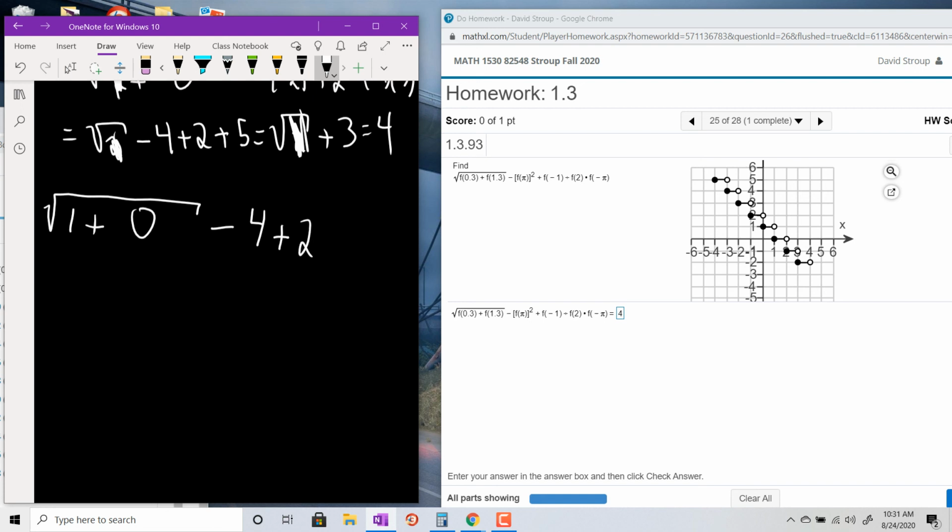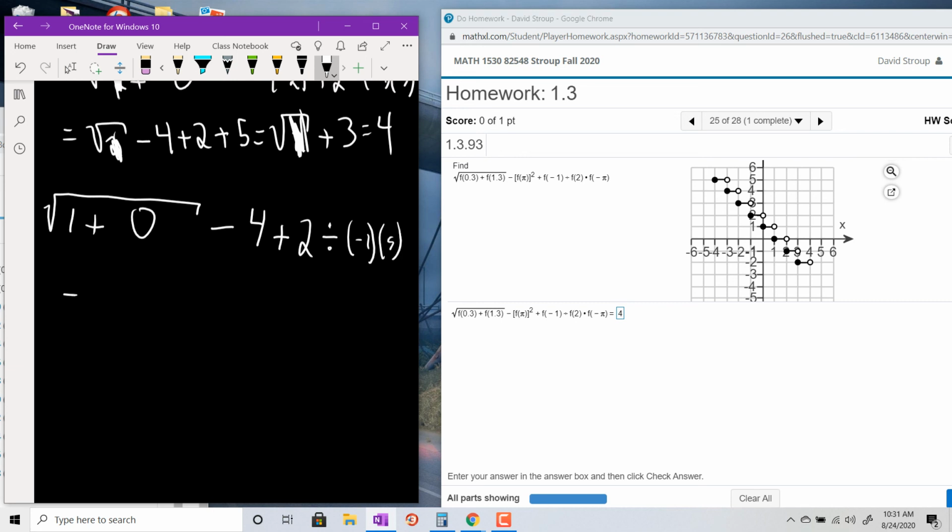Oh, it's a division symbol. Oh my God, really? So divided by f of 2 is -1 times f of negative pi, which we said was 5.